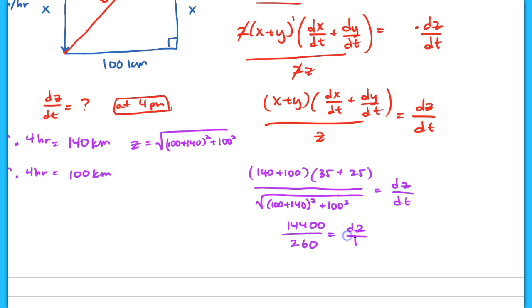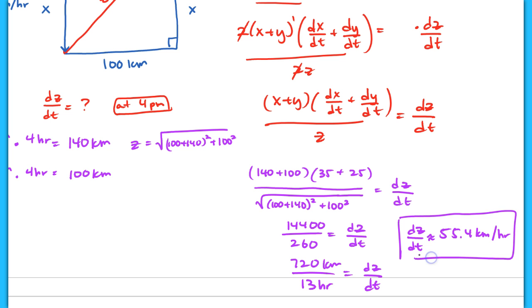Now, that is something that doesn't really simplify nicely to something in terms of kilometers per 1 hour. It does simplify to 720 kilometers per 13 hours. But that's not really a typical rate that we would want, so you probably just want to give a decimal approximation in this case. So that's approximately 55.4 kilometers per hour. This is the rate at which the distance between the ships is changing at 4 p.m.